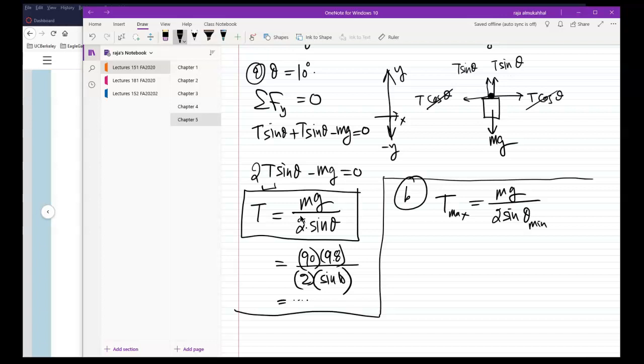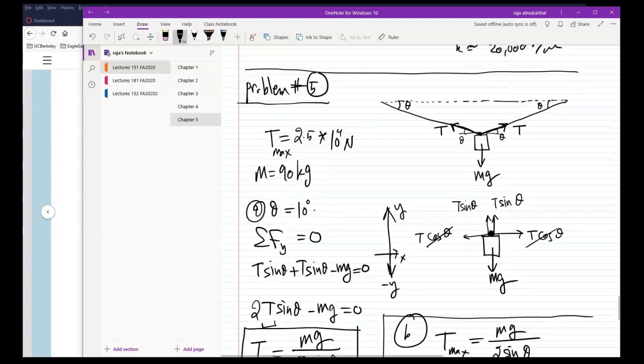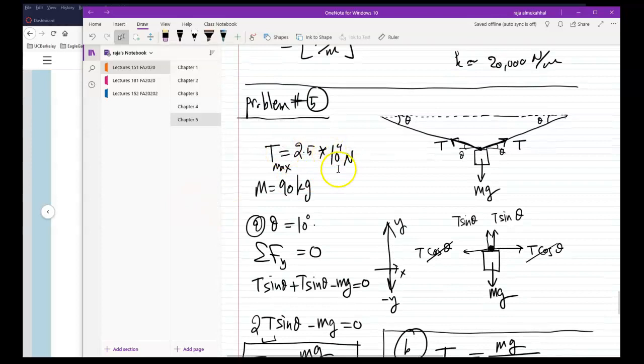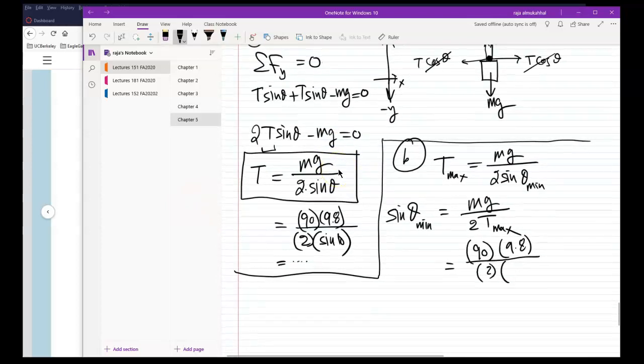I don't need to put those subscripts if it bothers you. But anyway, I'm going to solve for sine theta min. And that's equal, if I do the algebra, I can do it in my head, mg over 2 Tmax. And all I need to do is just plug it in. So I have the mass is 90 times 9.8 divided by 2 Tmax. He gives it to me, it is equal to 2.5 times 10 to the 4th.